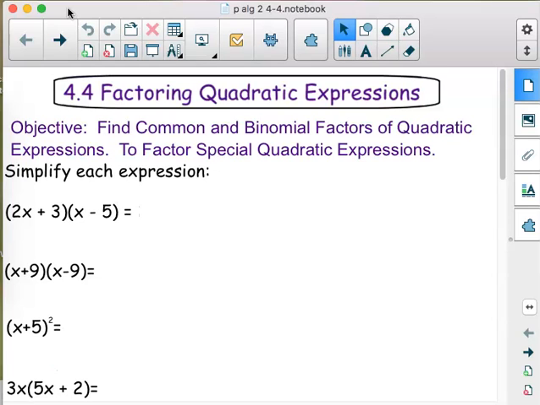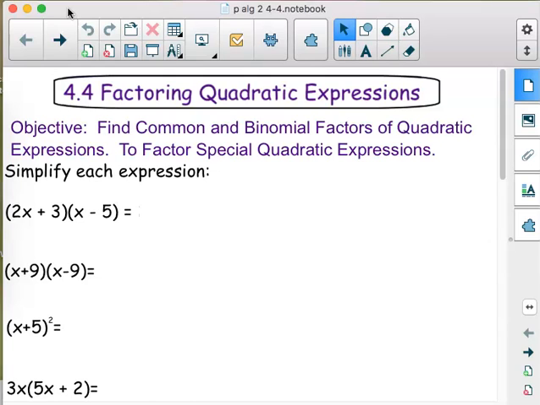Now, most people would look at this and say, well, how does that fit in with what we were doing the last 4 days, which is all this graphing stuff with vertex form and standard form, and why do we do this now? Because this is going to give us even more information about our graphs. And so what we want to do is have all of this available to us so that we could basically make a graph of a parabola without ever having to grab a graphing calculator. So we're going to find common and binomial factors of quadratic expressions and factor special quadratic expressions as our objective.